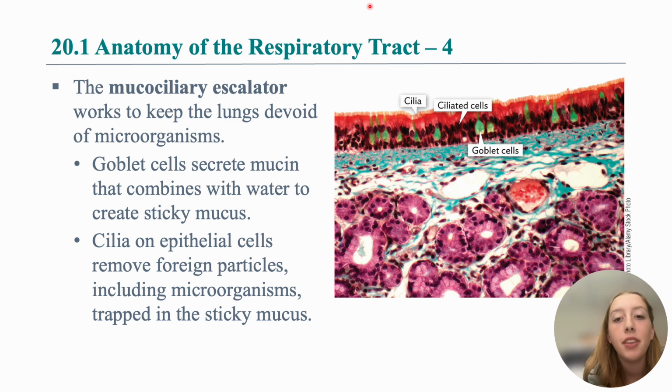The ciliated epithelium, referred to as the mucociliary escalator, works to keep the lungs devoid of microorganisms. Any impairment of the mucociliary escalator results in the accumulation of inhaled particles in the airways and a reflexive cough. For example, people who heavily smoke will cough a lot when they wake up because their ciliated epithelium is trying to clear their lungs of the debris.